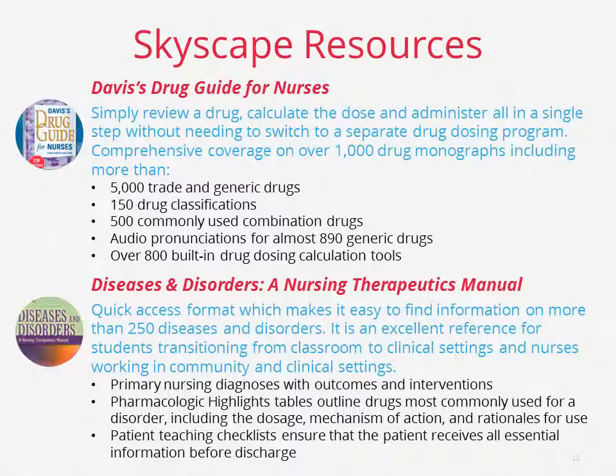The Diseases and Disorders, a Nursing Therapeutics Manual includes a quick access format which makes it easy to find information on more than 250 diseases and disorders. It is an excellent reference for students transitioning from classroom to clinical settings and nurses working in community and clinical settings. Features include primary nursing diagnoses with outcomes and interventions. There is also a patient teaching checklist to ensure that the patient receives all essential information before discharge.